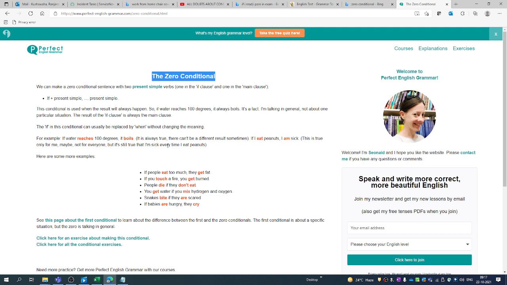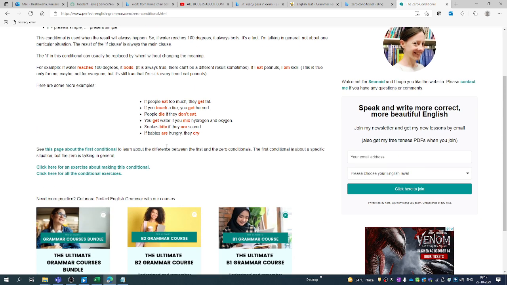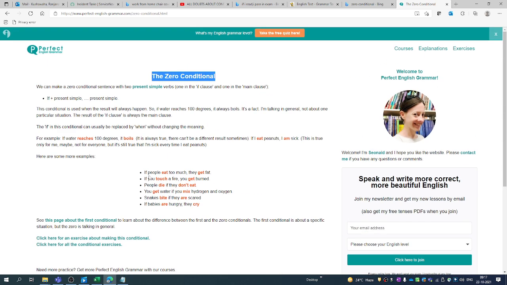If I eat peanuts, I am sick. This is true only for me, maybe not for everyone, but it is still true that I am sick every time I eat peanuts. Here is another example: if I eat too much, I get fat.